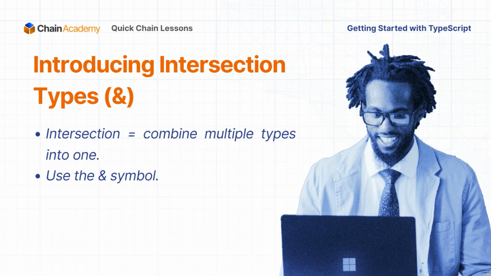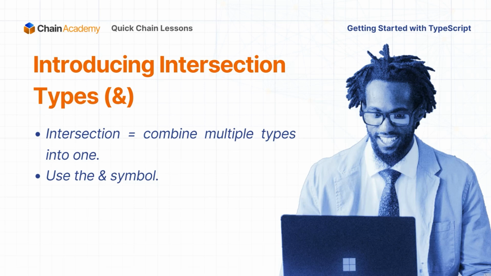Now let us flip that idea around. What if we want to combine multiple types together into one? That is where intersection types come in. An intersection type lets you take two or more types and merge them into a single, stronger type. It's like saying this value must have everything from both of these types. We use the ampersand symbol to represent that combination. This is super helpful when you're building objects that share properties from different sources. For example, combining a user profile with account settings or merging traits of different models.